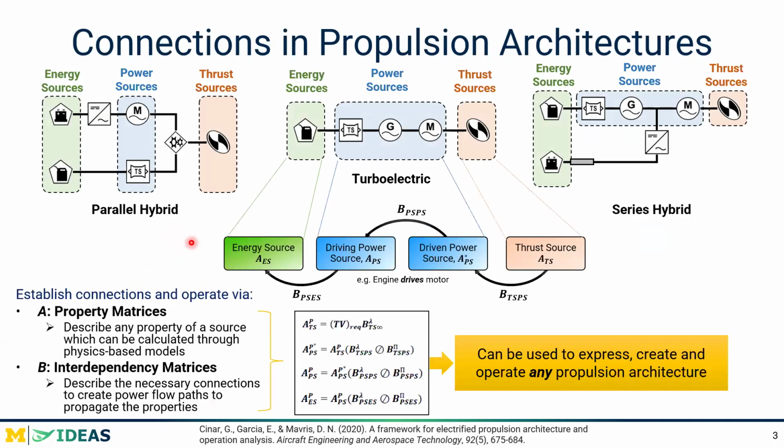we'll see that there are three B matrices we have to create. The first one represents the connections between the thrust sources, TS, and the driven power sources, PS. The next matrix shows the connections between the driving power sources and the driven power sources. And then the last matrix shows the connections between the power sources and the energy sources.